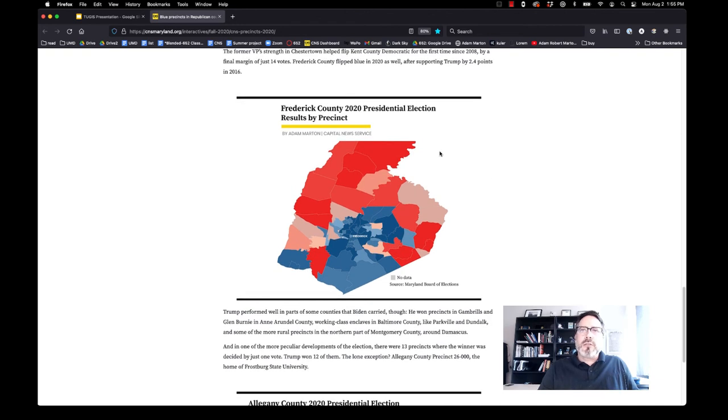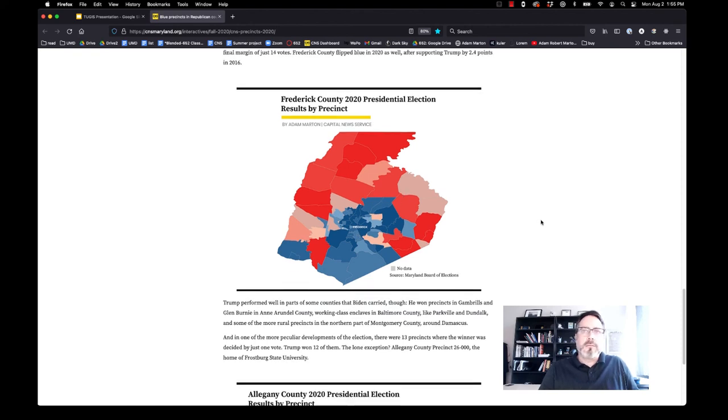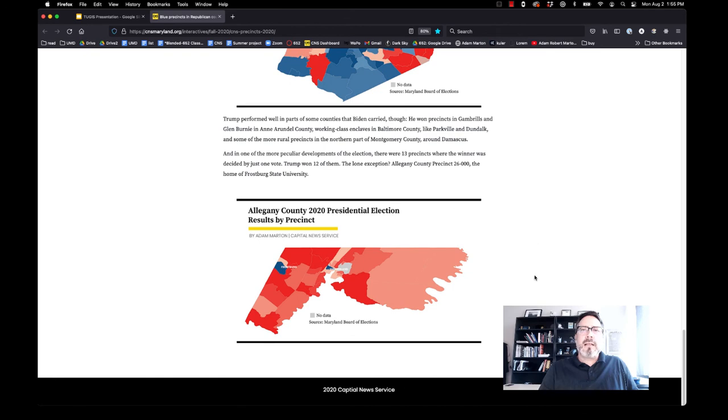Here we have Frederick County, where you can interestingly see this sort of hard line where Frederick County goes from blue to red right above the city of Frederick. Here we see Allegheny County, which is all red except for the population center of Cumberland and Frostburg, where Frostburg State University was. And in fact, we saw that all over the state where areas that were college towns were like a tiny little blue dot inside of a big sea of red.